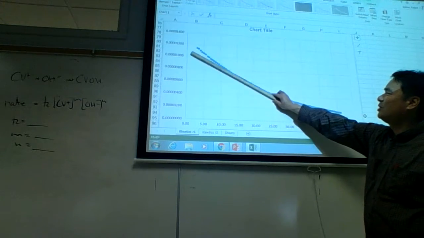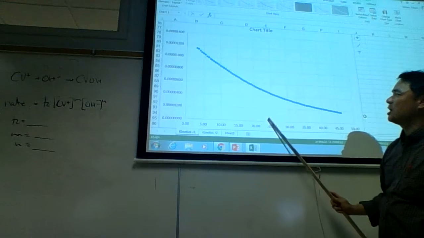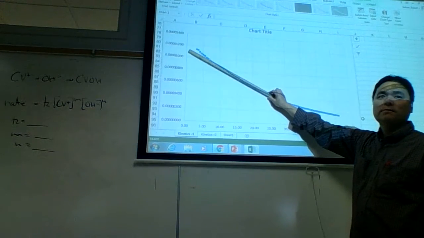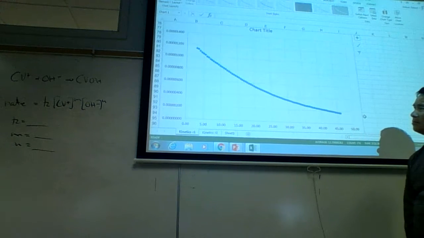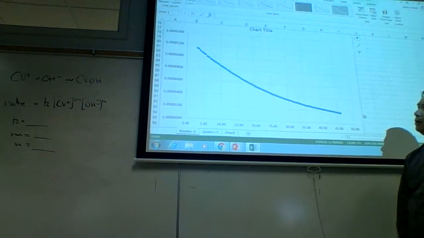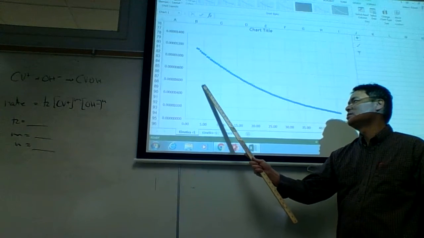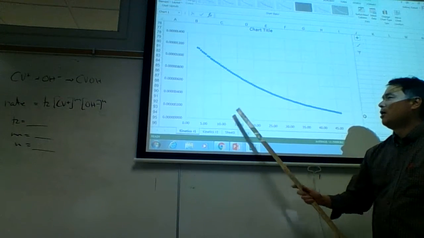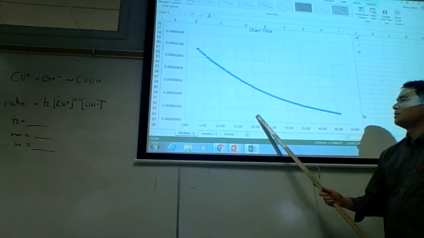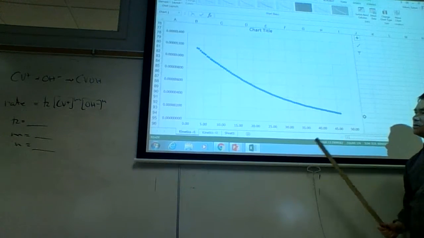Excuse me, for zero order, the concentration versus time plot should be linear, and this is not linear. For first order, we can also do half-life analysis. For zero order, the half-life should be cut in half each successive time. For first order, the half-life should be about the same. For second order, the half-life doubles each successive time.